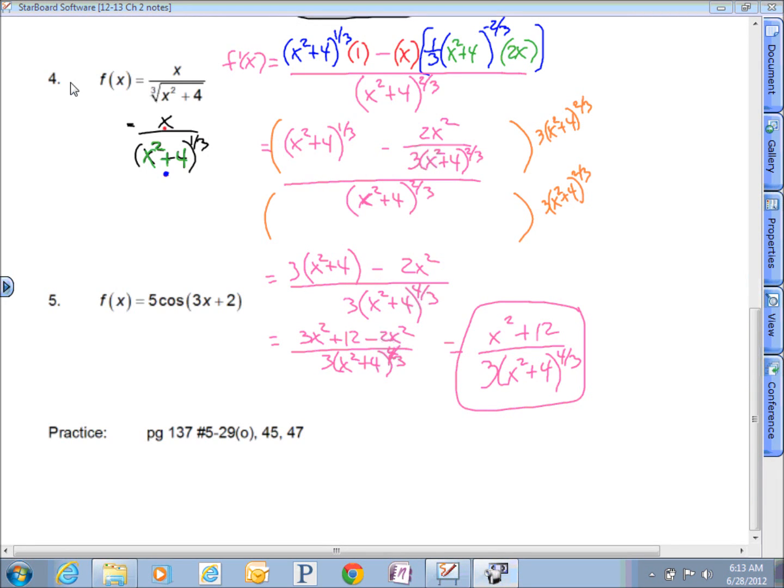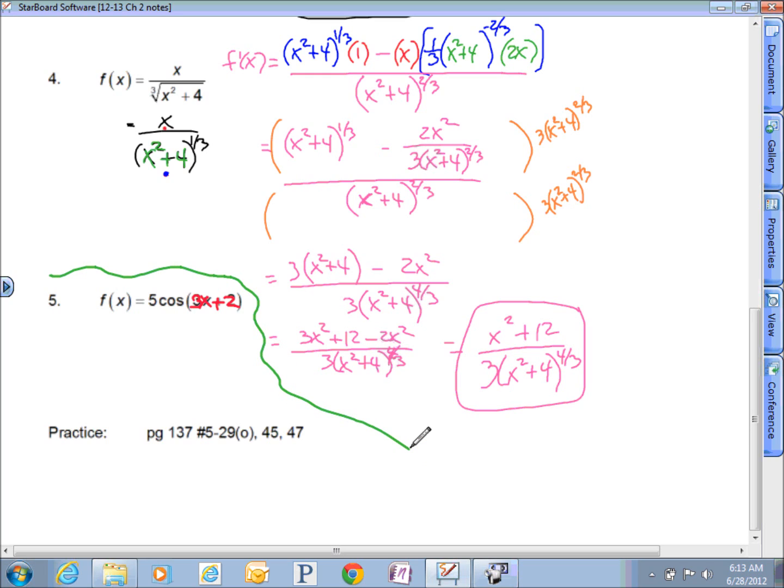Last problem, we've got trig. And now when we look at trig, here's the thing. Trig is not that hard to deal with, but it's set up differently. So what I see here is this f of x function in problem number 5. There's a 3x plus 2 function that appears to be inside of, that you're taking the cosine of.